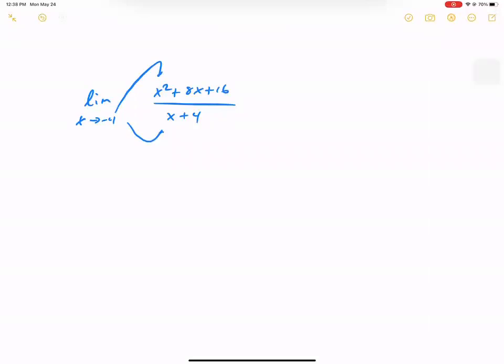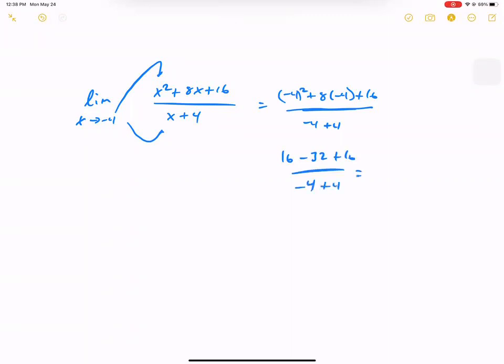If I plug in as x gets to -4, what does it look like at -4? Let's plug it in. We end up with -4 squared plus 8 times -4 plus 16 over -4 plus 4. So we do the math. We end up with 16 minus 32 plus 16 over -4 plus 4, and that turns out to be 0 over 0.